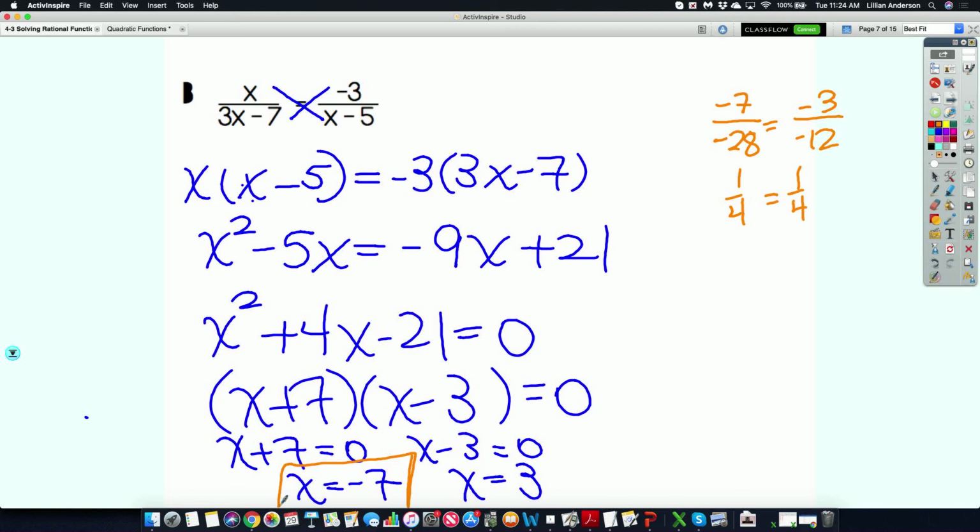Or you do it by just checking the denominator. What's 3 times 3? What's 9 minus 7? What's 3 minus 5? Negative 3 minus 3 minus 5, sorry. Two negatives make a positive. So that works. They both work. But that's how you do it using cross products. You can only use cross products if you have one fraction equal to another fraction. Questions?